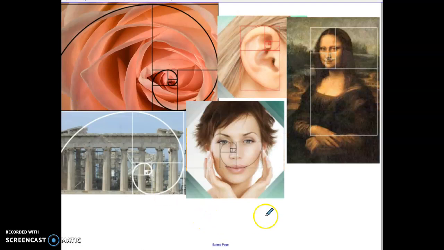Now there's lots of spiral shapes that can be seen in art or other engineering, other forms of science as well. So here's just a few examples. Pause the video here so that you can take a look at these.